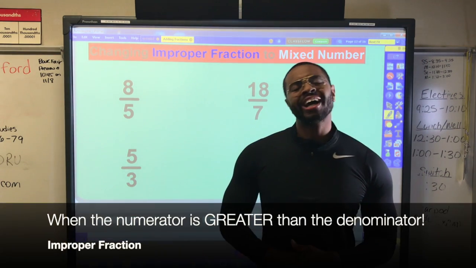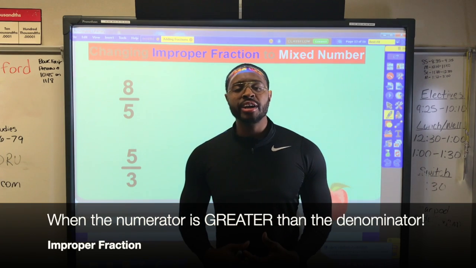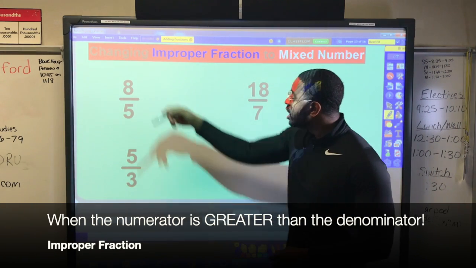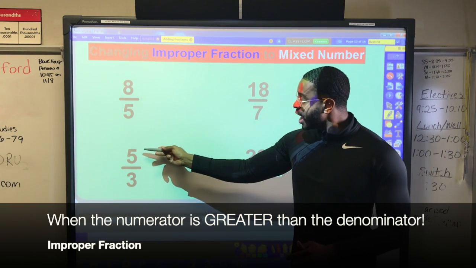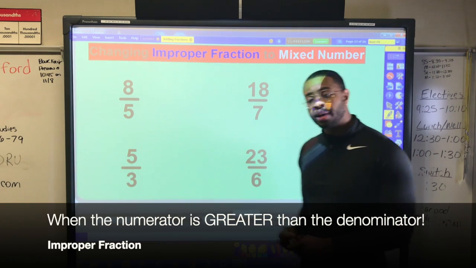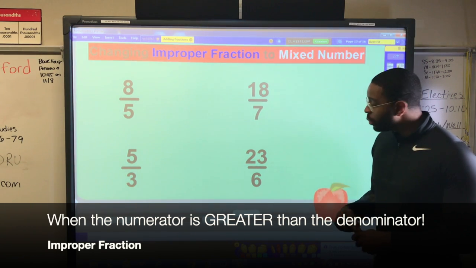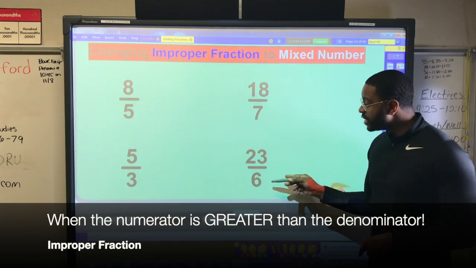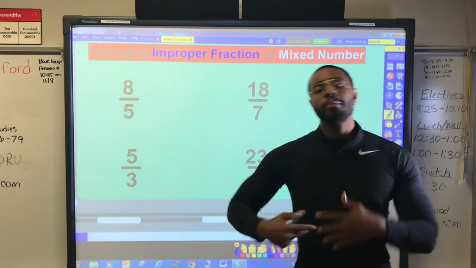vocabulary terms. Okay guys, an improper fraction is where the numerator is greater than the denominator. Yes, all four of these are examples of improper fractions.